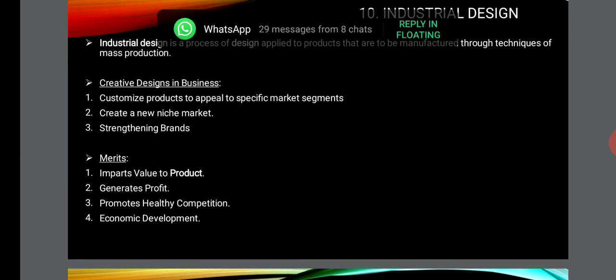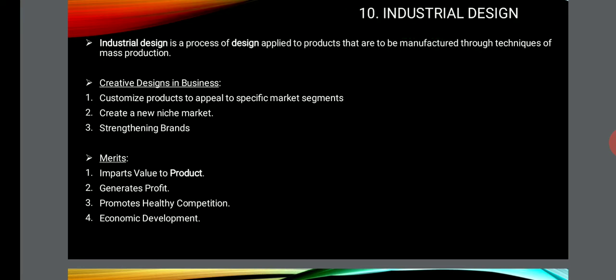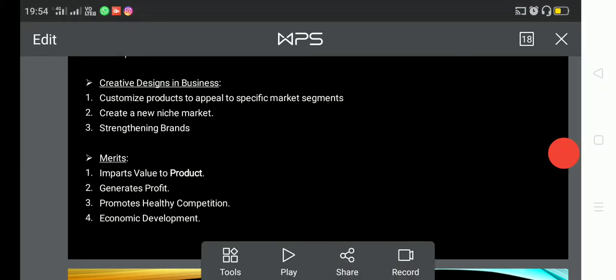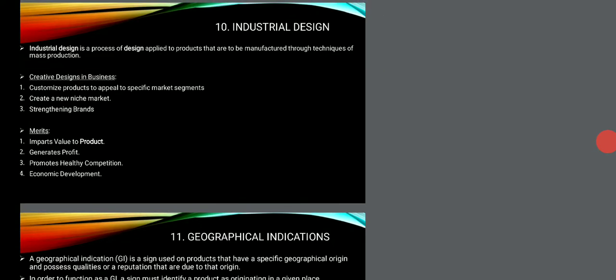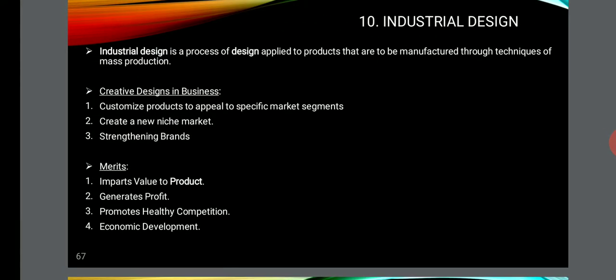Next one is industrial design. Industrial design is a process of design applied to products that are to be manufactured through techniques of mass production. So if there is some innovative design or some new design you have made, that is also your intellectual property. Creative design in business. Customize a product to appeal to a specific market segment, then also that is your design. Create a new niche market. When you create a new niche market by designing some new product, that is also your industrial design.